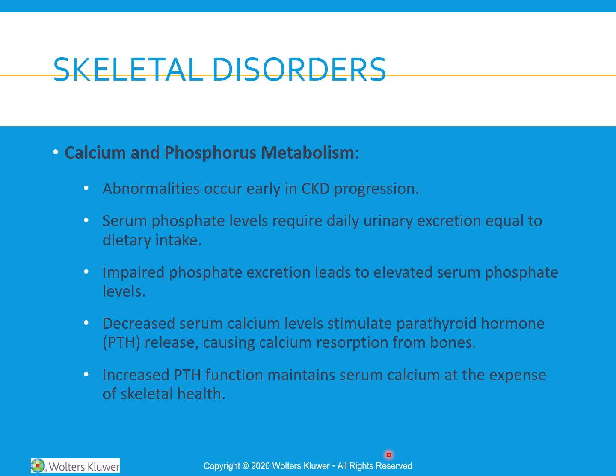So when we have impaired phosphate excretion, it can lead to elevated serum phosphate levels. Decreased serum calcium levels stimulate parathyroid hormone release, causing calcium to be reabsorbed from the bone. And remember, as phosphate levels increase, we get a resultant decrease in calcium levels. And so that's why we have decreased serum calcium levels, but your body responds to that by breaking down bone so that we can bring up those serum levels.